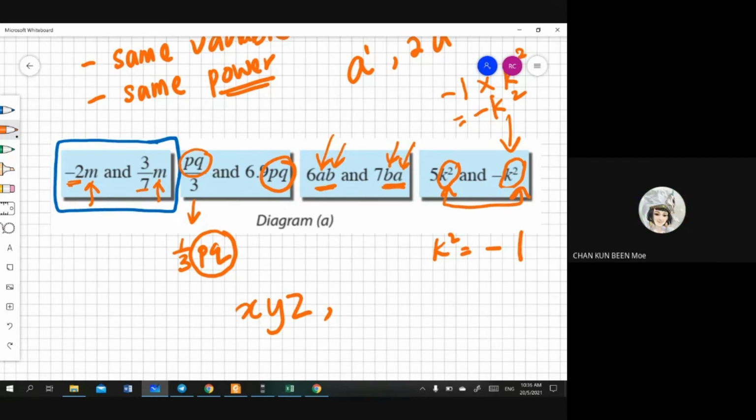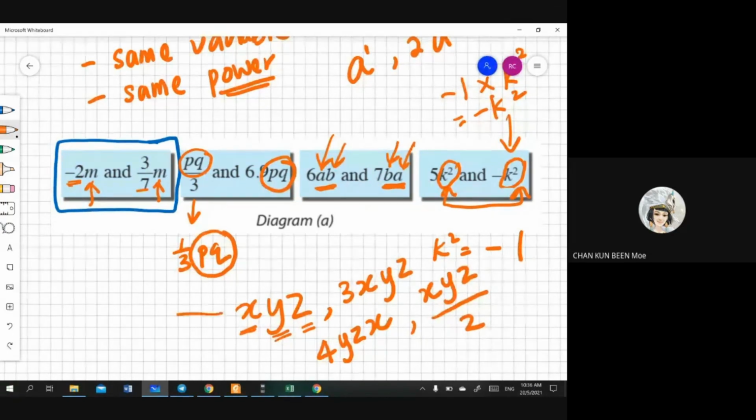Okay, is that correct? Because if it is a like term, you have to make sure you have each of the terms that I mentioned. So for example, you can just add in any number, 3XYZ. They are like terms. If I said 4YZX, they are also like terms. I can also write XYZ over 2. They are like terms. Can you give me another like term for the same term over here?